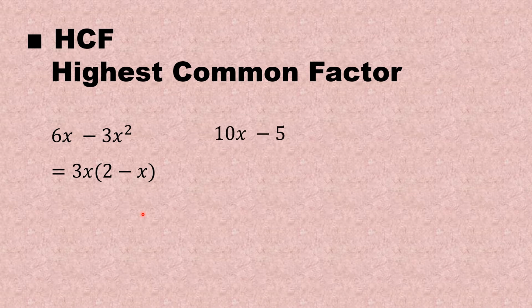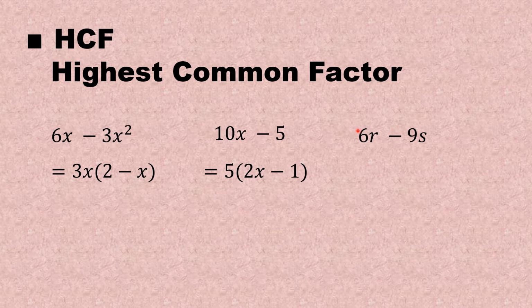Okay, let's have a look at this one. No variables there, so you can't take any variables out, but I can take out a nice number because they're both multiples of 5, so I can take out a 5, and what is left? 10x divided by 5 is 2x, negative 5 divided by 5 is negative 1. There, you're fully factorized.